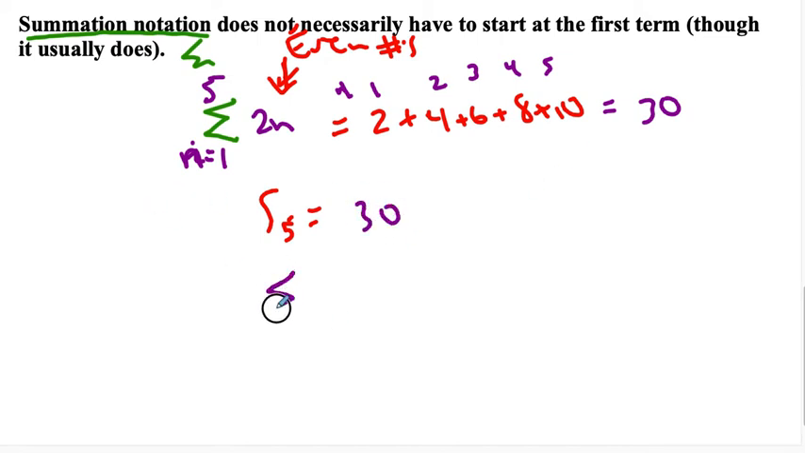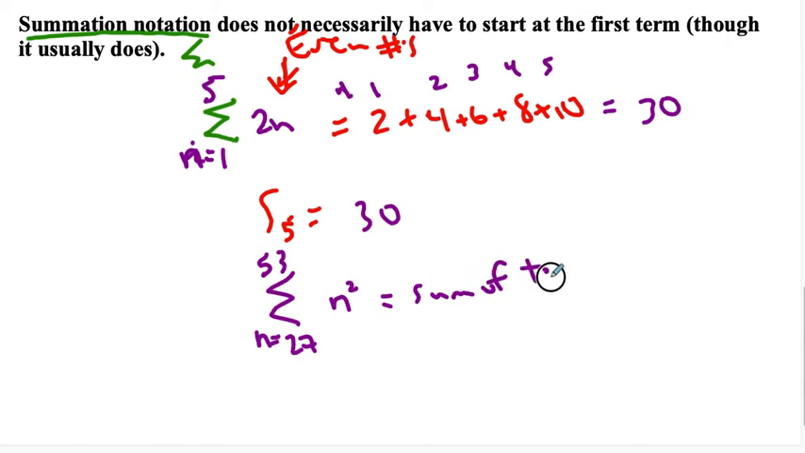Another way to do this would be that instead of starting at the first term, let's say we started at the 27th term, and we added all the way up to the 53rd term of some sequence. I don't know, how about n squared, just for argument's sake. Now I don't know what that particularly is, but this represents the sum of terms 27 through 53, inclusive, of n squared.